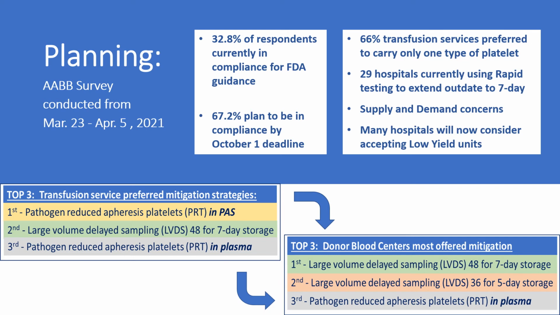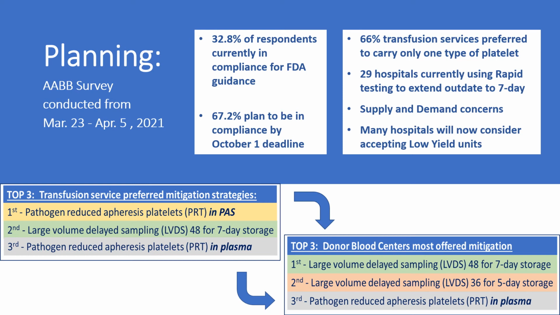32.8% of respondents indicated that they were already in compliance with the FDA guidance, while 67.2% planned to be in compliance by the October 1st deadline. 66 transfusion services preferred to carry only one type of platelet. 29 hospitals had already implemented rapid testing to extend outdates to 7 days. Many of the respondents expressed supply and demand concerns, while some were now considering using low-yield platelets in order to maintain inventory levels.